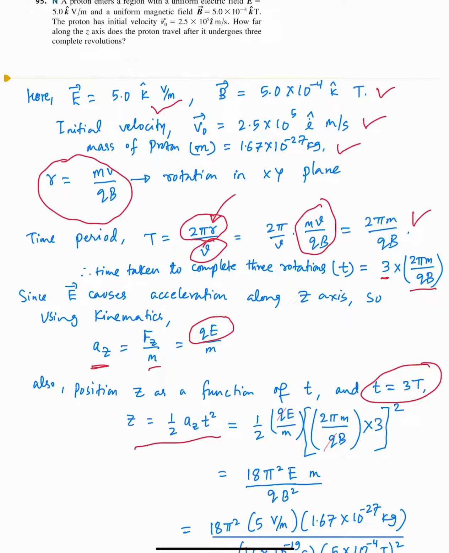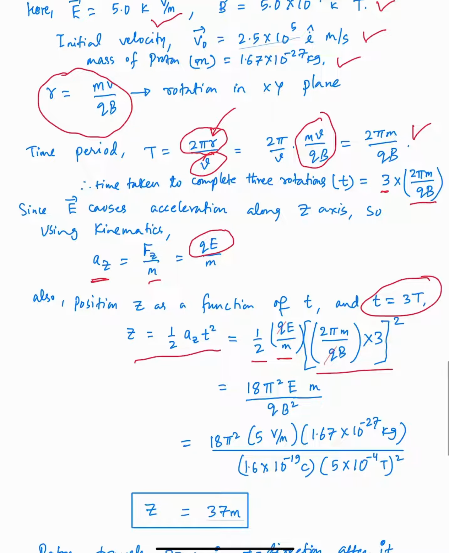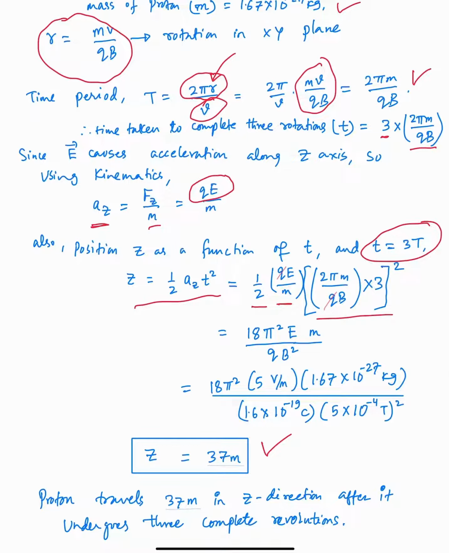This is a simple kinematic formula: z equals half a_z t squared. So we have the value for a_z, and this is t, squared. All the values are given, so you'll be able to find the value of z. So the proton travels 37 meters in the z direction after it undergoes three complete revolutions.